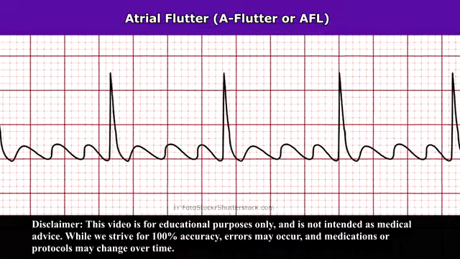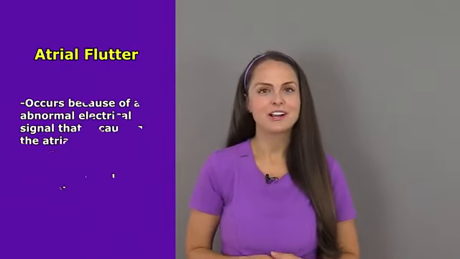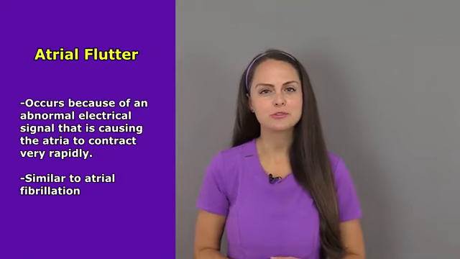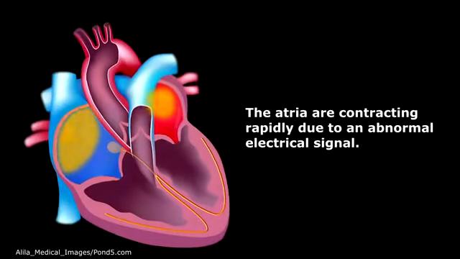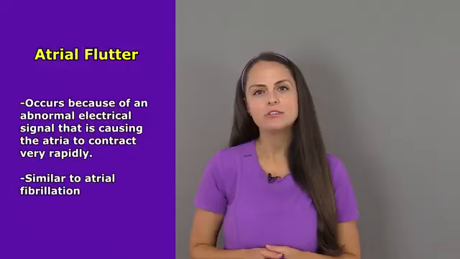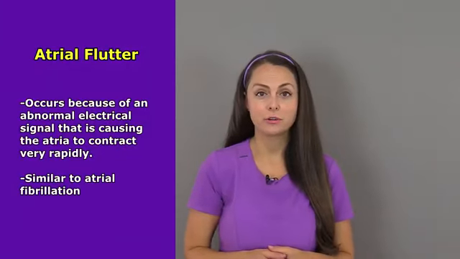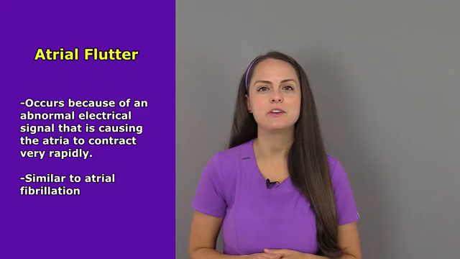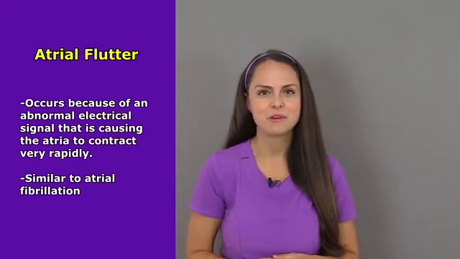As a nurse, you want to be familiar with different types of rhythms, and in this review, I'm going to be going over atrial flutter. Atrial flutter, also referred to as A-flutter, occurs because there is an abnormal electrical signal causing the atria to contract very rapidly. Now, atrial flutter is similar to atrial fibrillation that we talked about in the previous review, but there are some differences that you want to be familiar with.